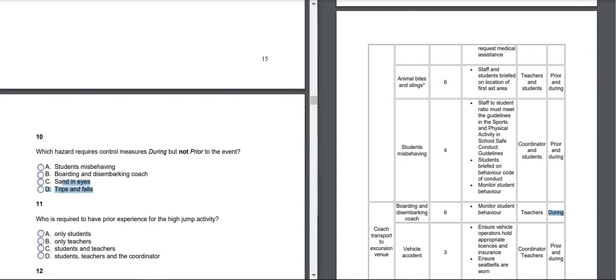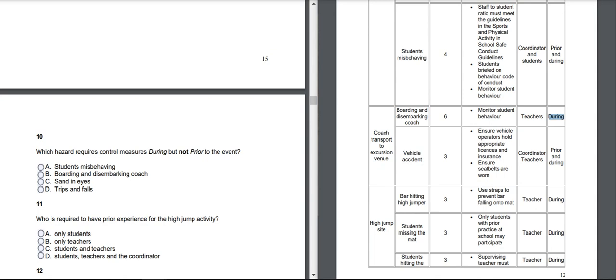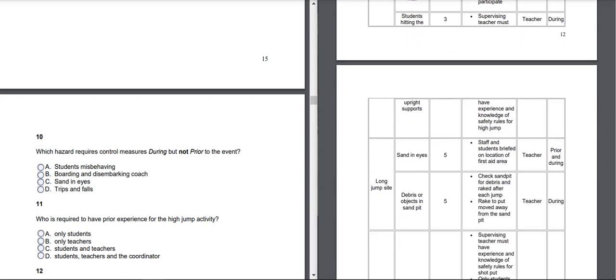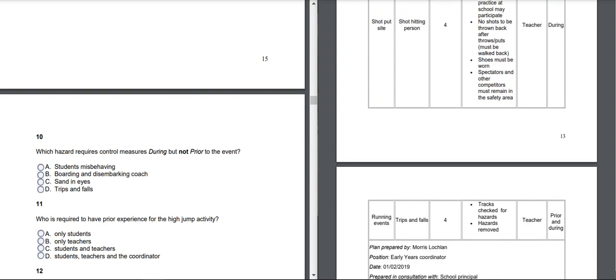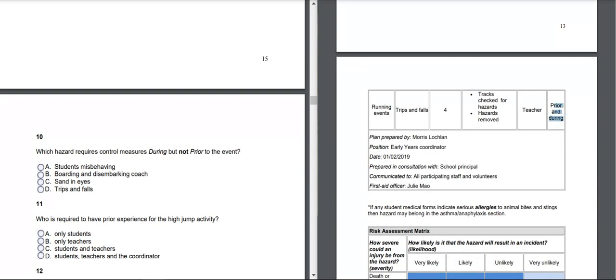We'll just double check to see whether the others do not have prior in their name. Sand in eyes, trips and falls. Sand in eyes, prior and during. Trips and falls, prior and during. So, boarding and disembarking the coach is our correct answer. So those control measures are only during and not prior.